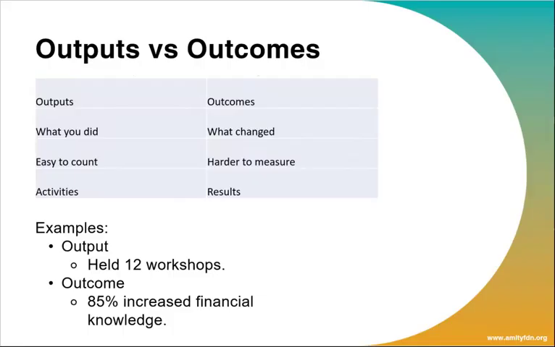An outcome tells us what changed as a result. In this example, 85% of participants increased their financial knowledge. So, 12 workshops is the activity. Increased financial knowledge is the result. And that distinction matters because we can deliver a program exactly as planned and still not achieve the change we were hoping for. When evaluating your own program, ask yourself, are we measuring what we did or are we measuring what changed? Because ultimately, it's the change that tells us whether our work is making an impact.